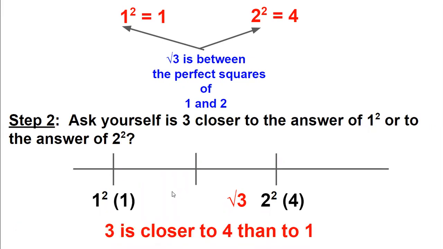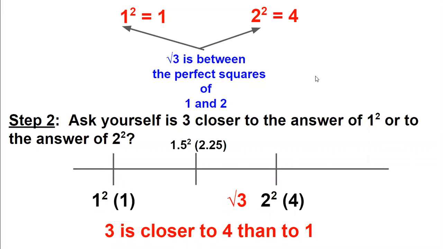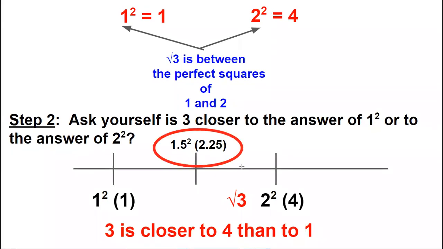3 is closer to 4 than it is to 1. So what is exactly in the middle of 1 and 2? Well, 1.5 is right in the middle of 1 squared and 2 squared. So 1.5 squared is going to give me 2.25.